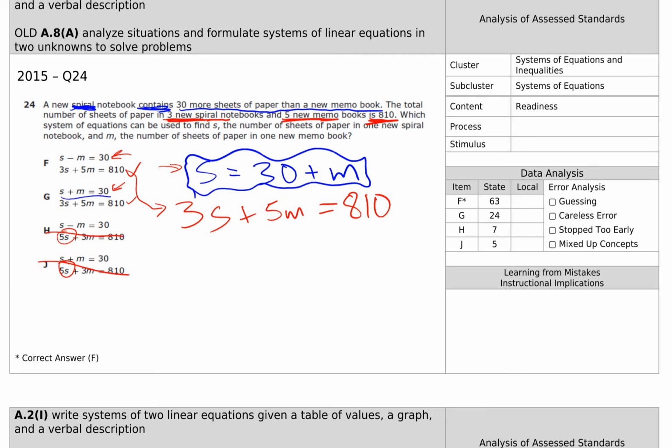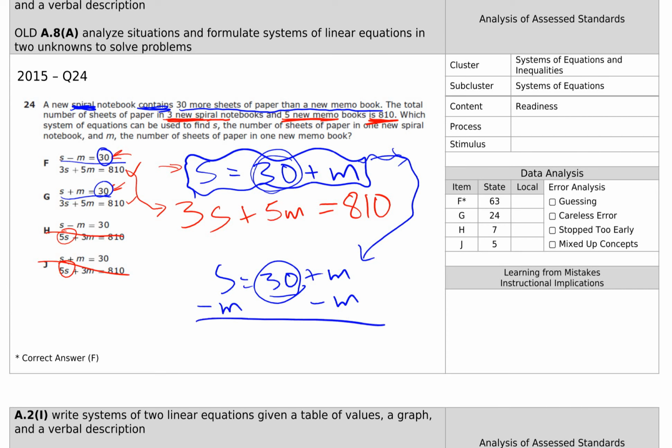Now, what did they do to get it? Well, we can rearrange ours. It looks like they have their 30 on its own, and we have our 30 with the M, but we can move the M over to the other side. So let's go ahead and rearrange it. S is equal to 30 plus M. We want the 30 to be on its own, so let's get rid of that M. Right now it's adding, so to do the opposite, we'll go minus M, it's gone. So we've got S minus M on the left side is equal to 30, and then we can compare it and see that that's what their F is.